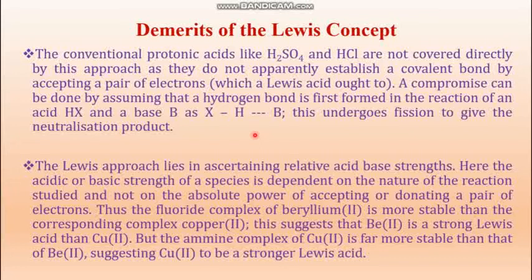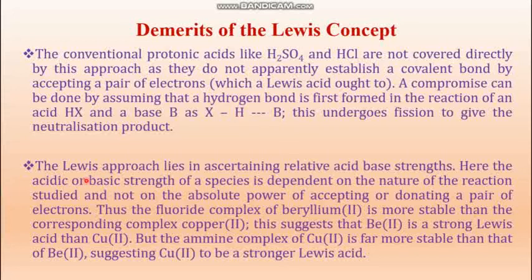So if a Bronsted-Lowry acid releases a proton, then where is the electron pair acceptance? This was compromised by this theory. That means before donation of the H+ ion, the hydrogen bond is formed with the base. Now this bond pair is accepted by X, that means the halogen. Then the H is released as H+. So this way we have adjusted the Lewis theory with the protonic theory.